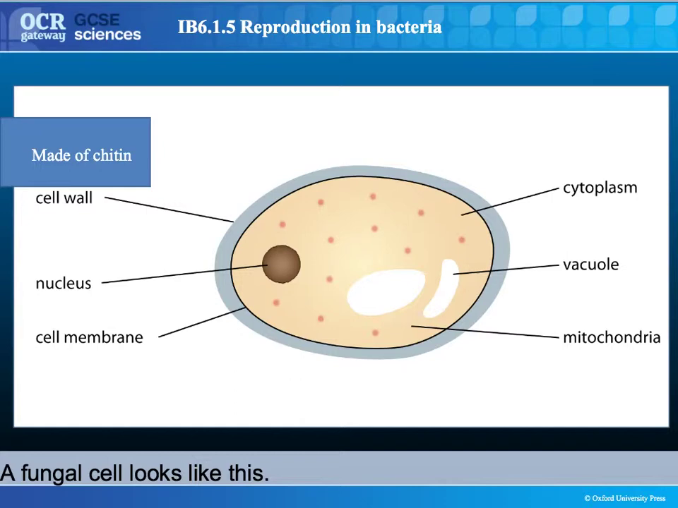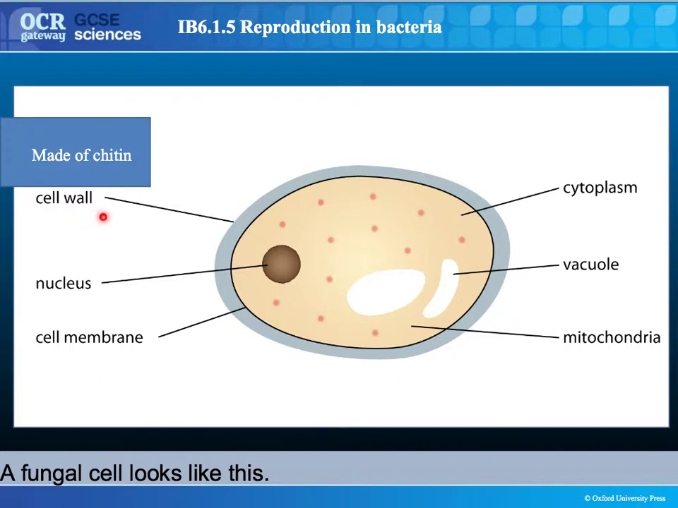Now, fungal cells are quite strange actually, because they've got a lot of things in common with plant cells and again a lot of things in common with animal cells. It has a cell membrane, a nucleus, cytoplasm and mitochondria, which are all found in both animal and plant cells. However, it's got a vacuole which is only found in plant cells, but also obviously in fungi such as yeast.